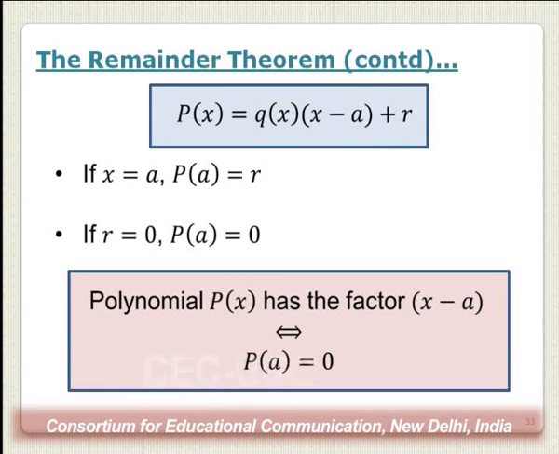Or in other words, the statement that the polynomial p of x has a factor x minus a is equivalent to saying that the value of the polynomial at x equal to a has to be 0. Right? So this corresponds to then a 0 or a root of the polynomial.